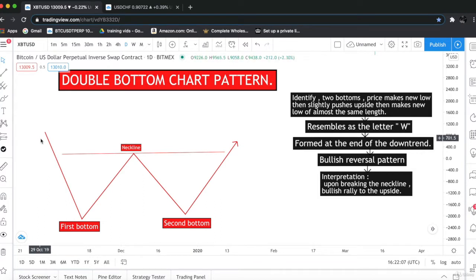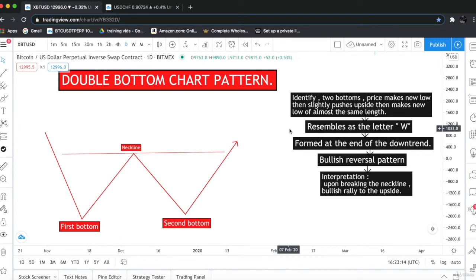The price makes a new low, then slightly pushes upside but could not sustain, and then makes a new low of the same length, like this. This is the area where the price rallied upwards but couldn't sustain it and hence dropped and made the second bottom. This is called the neckline. The double bottom chart pattern resembles the alphabet W.